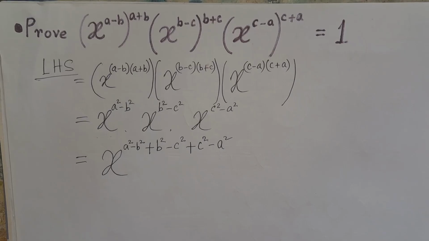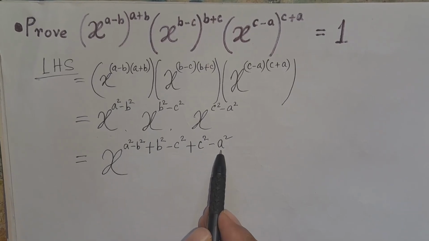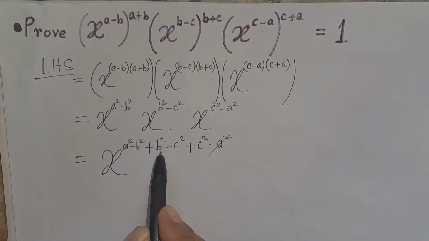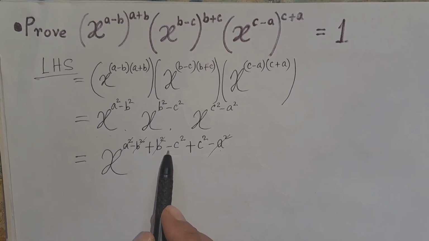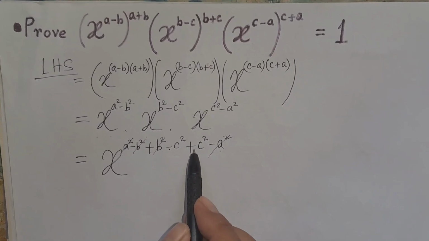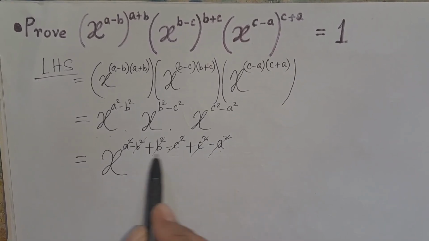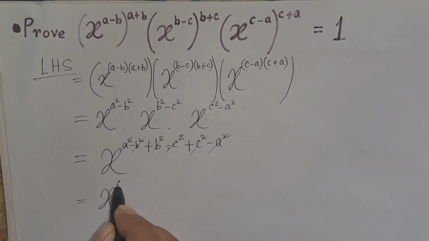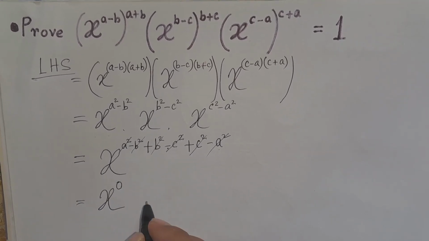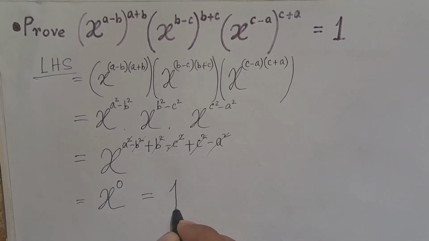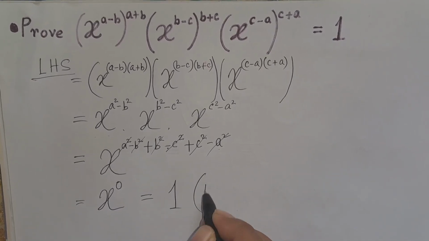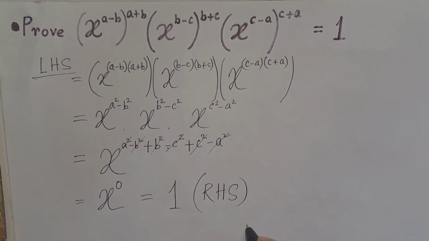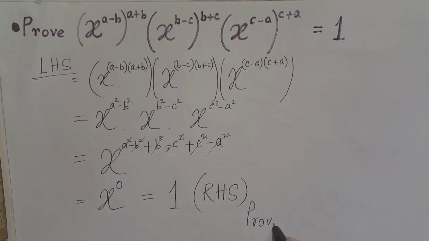All the powers will be cancelled because there is one a square and one minus a square, one minus b square, another plus b square, so that would also be cancelled, minus c square plus c square. So the whole power has become 0, x to the power 0. You know that anything to the power 0 is 1. So x to the power 0 is 1, and that is the RHS or right hand side, and it is proved.